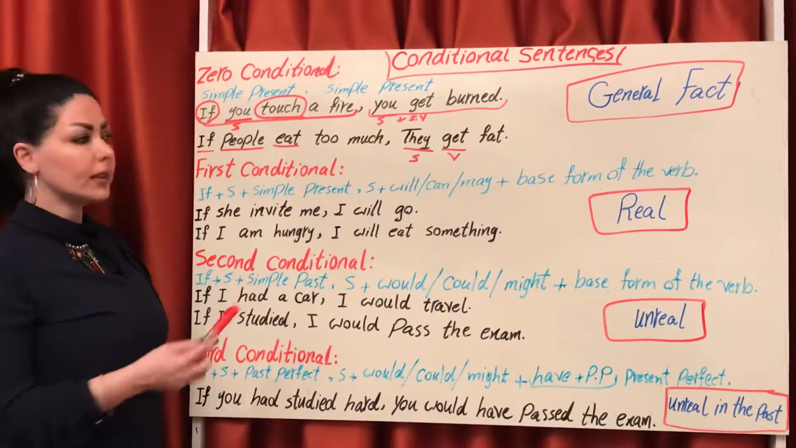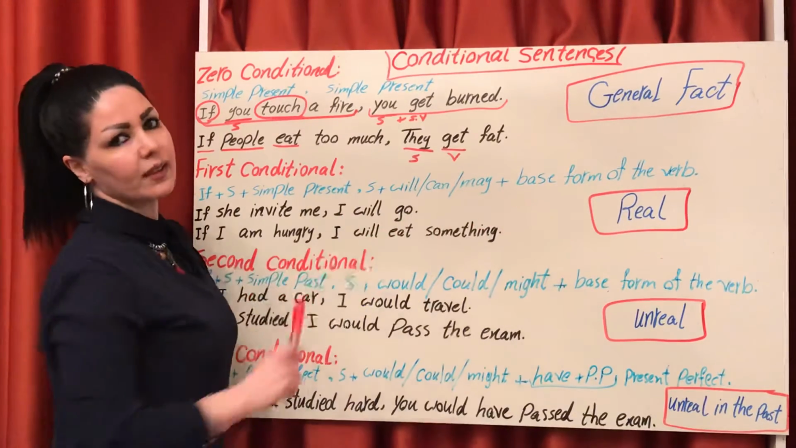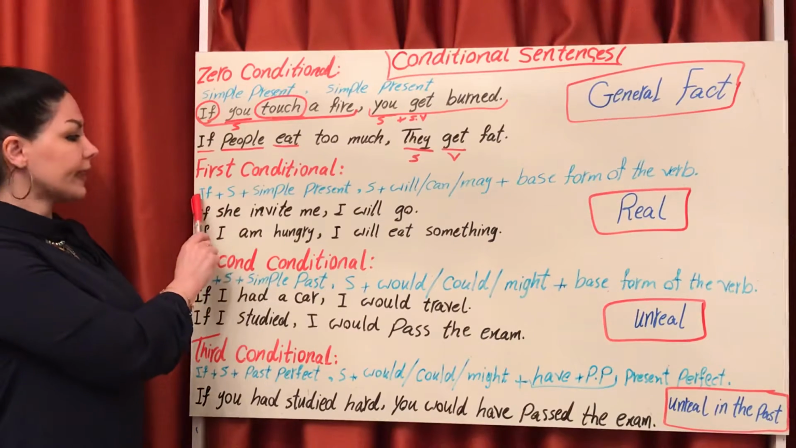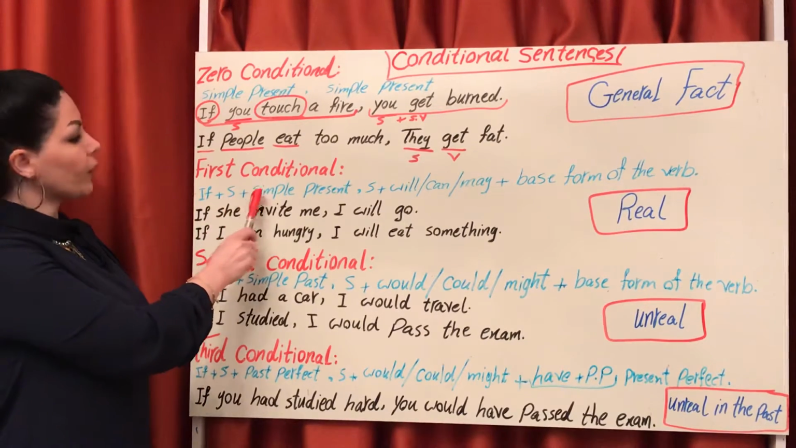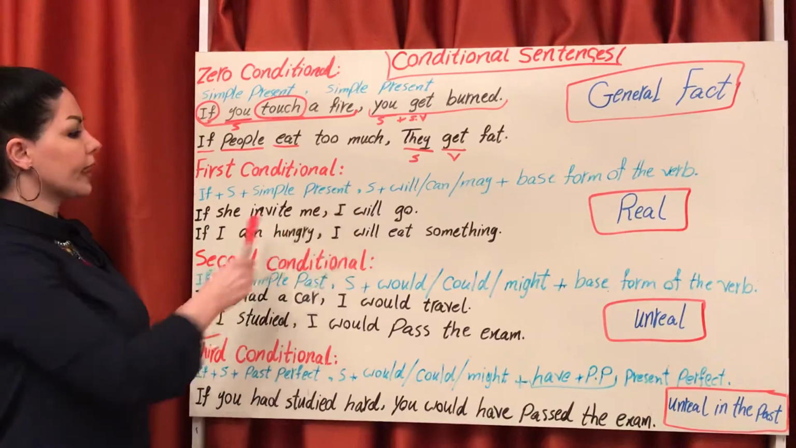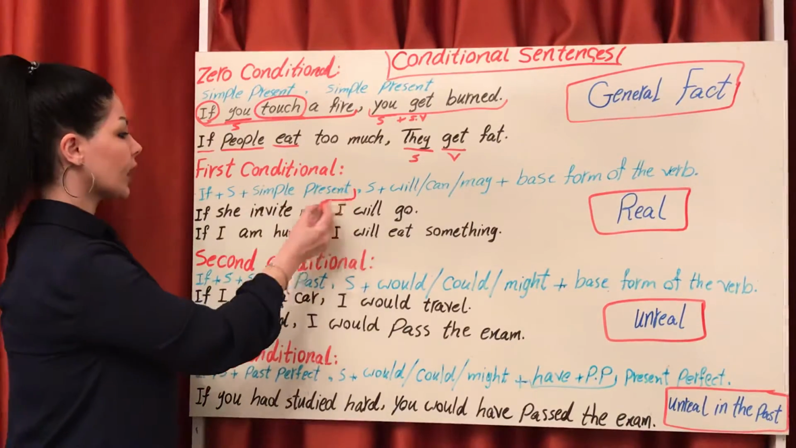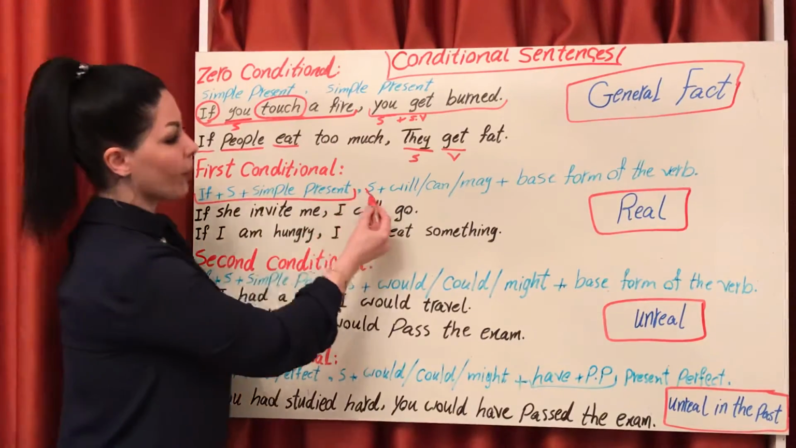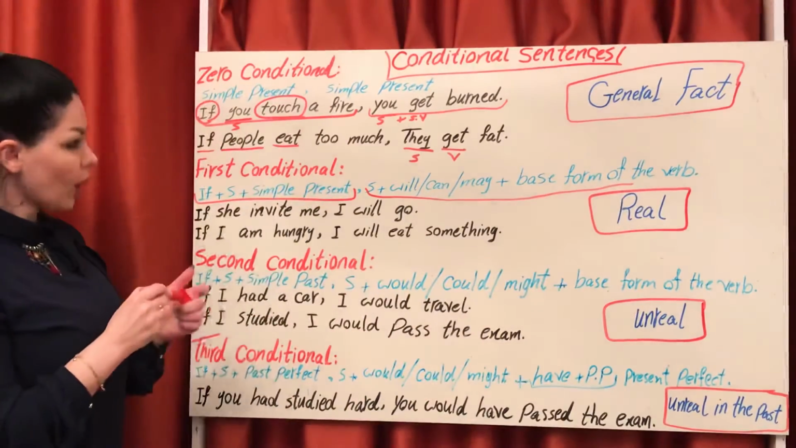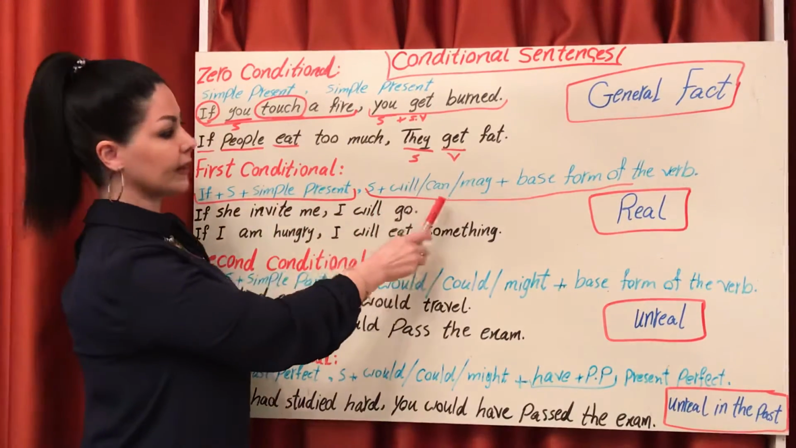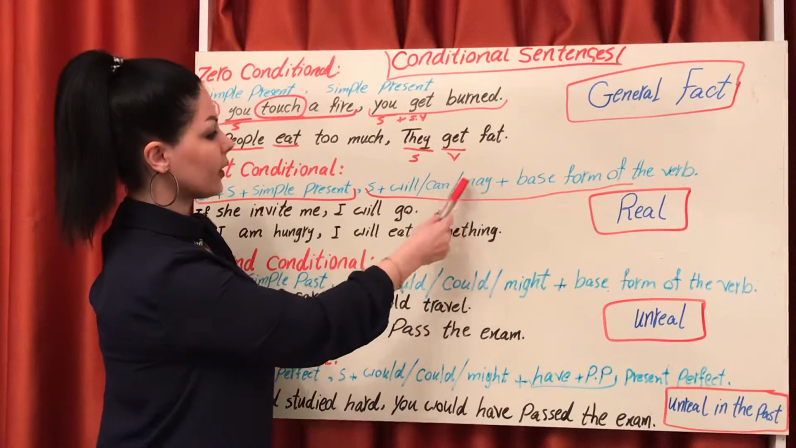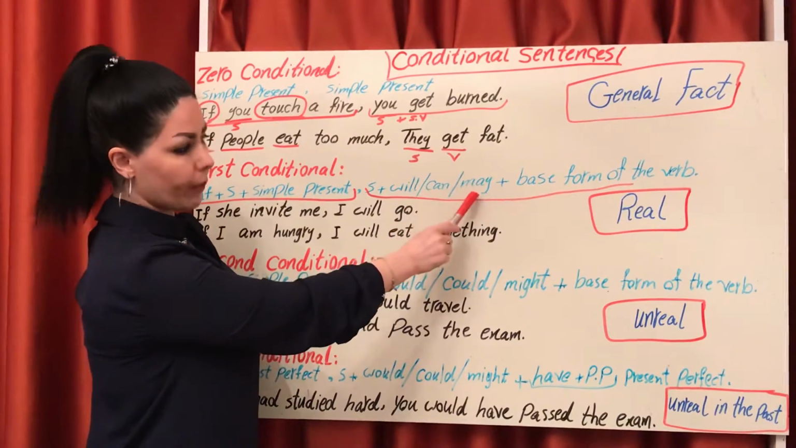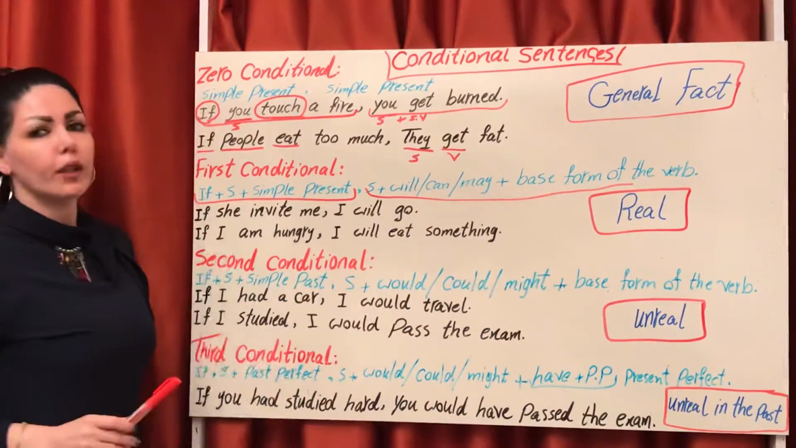Number 2, first conditional. We use this one for real situations. What is the structure? If plus subject plus simple present for the if clause. Again, we have two parts, if clause and main clause. For the main clause, subject plus will, can, or may, one of them, plus the base form of the verb.